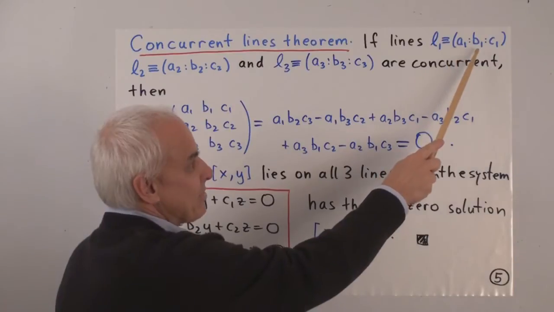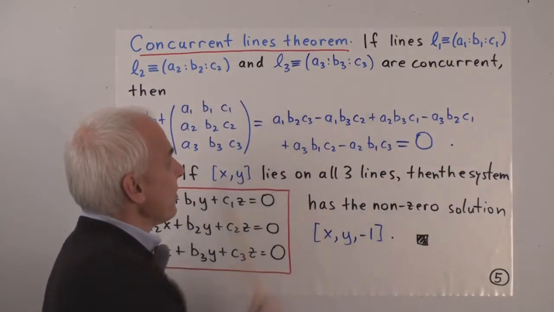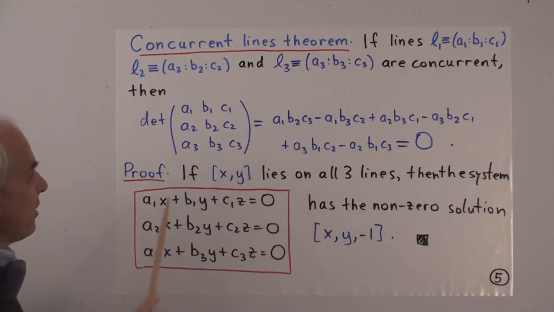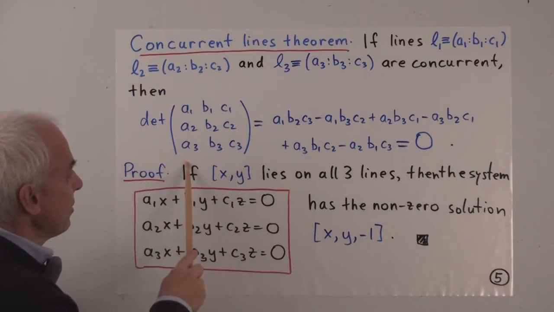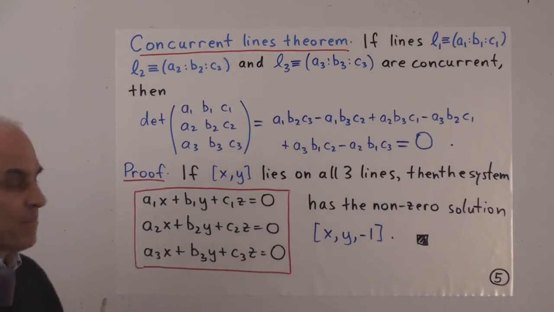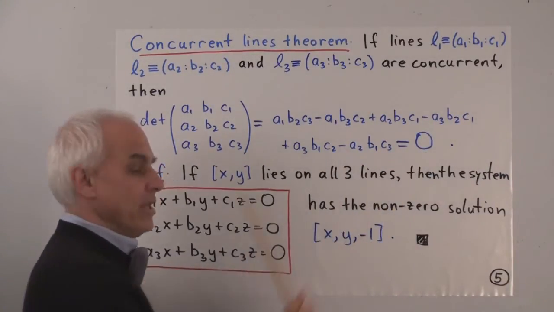This is a1x plus b1y equals c1, and similarly for L2 and L3. The theorem is that if these lines are concurrent, then this particular determinant, the determinant that you just get by writing down the three proportions along the rows, should be equal to 0.